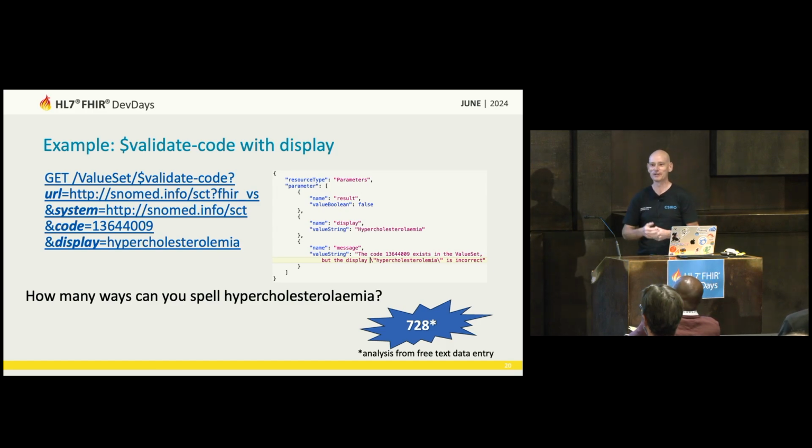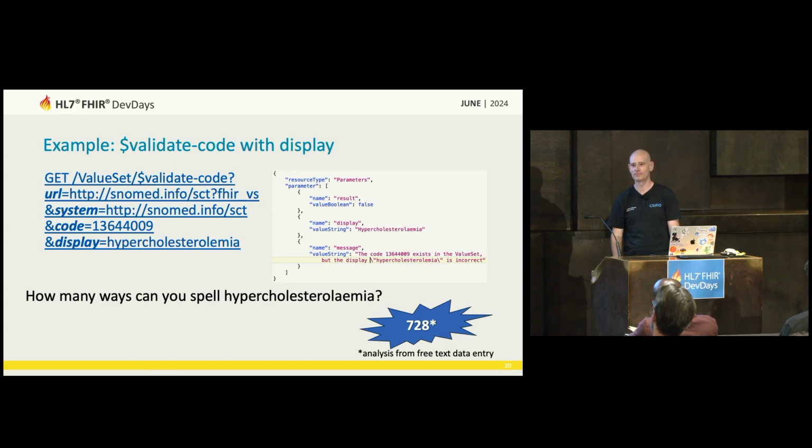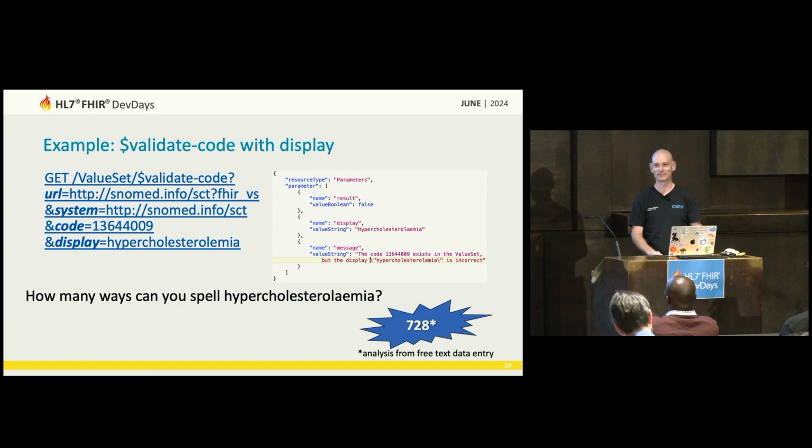So who had 35? I'll give you a prize right after the talk. Yeah, it's amazing. If you make people type and spell, they'll get things wrong in creative ways. So controlled vocabularies, even outside of terminologies, are a really powerful thing, right?